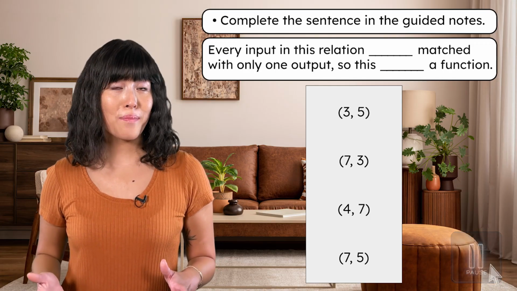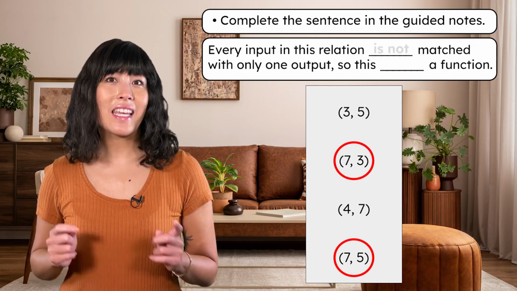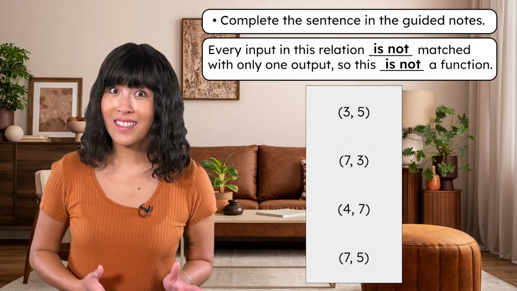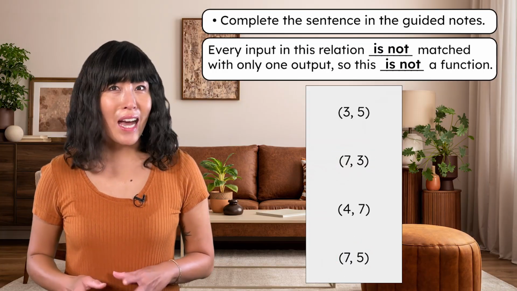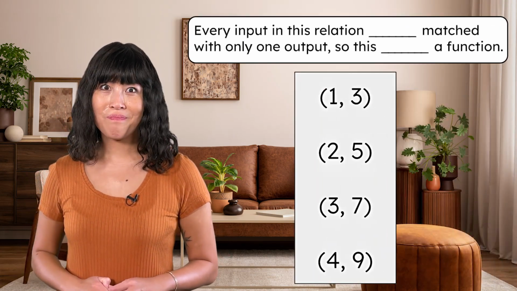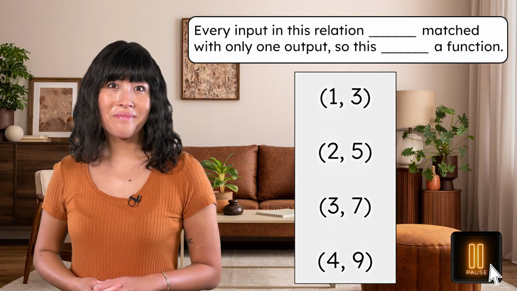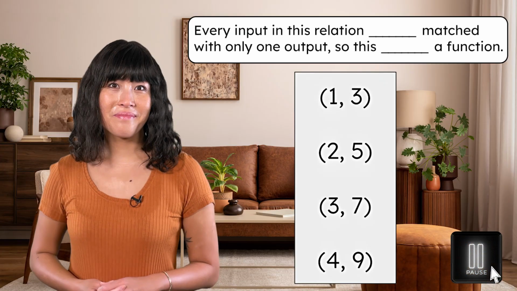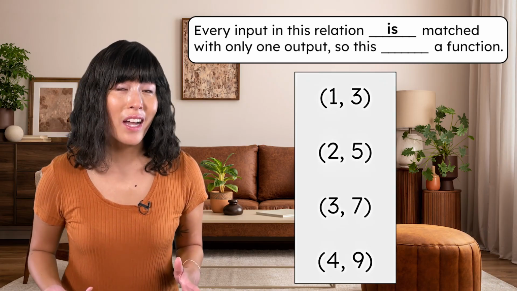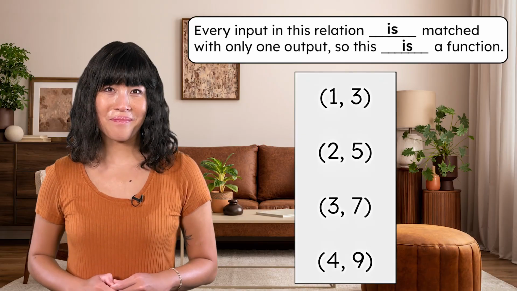In this set of coordinate pairs, the x-coordinate 7 appears twice. That means each input does not have only one output, so this is not a function. Now try completing the sentence for this set of coordinate pairs. Pause the video now. Every input in this relation is matched with only one output, so this is a function.